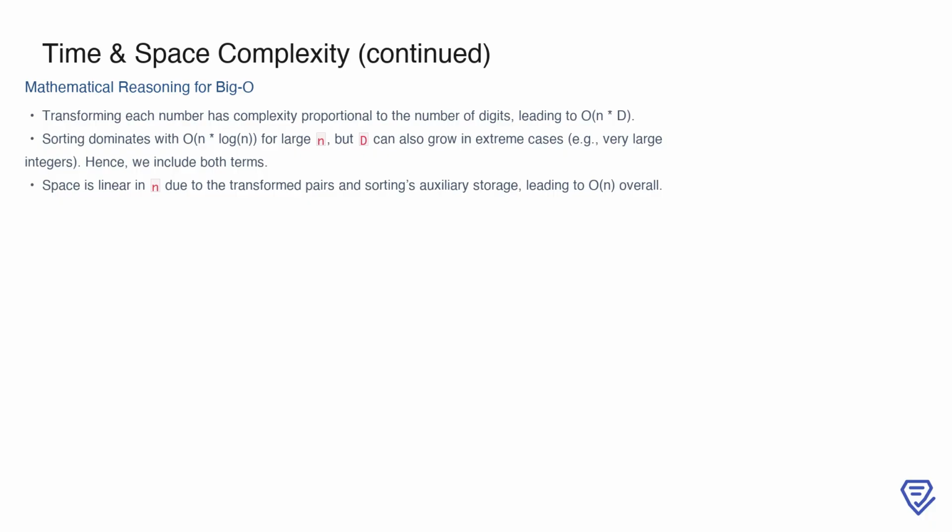For space complexity, the transformed pairs and the auxiliary storage used during sorting both grow linearly with the input size, resulting in an overall space complexity of O(n). This balance between time and space usage makes the algorithm efficient for solving the problem within the given constraints.